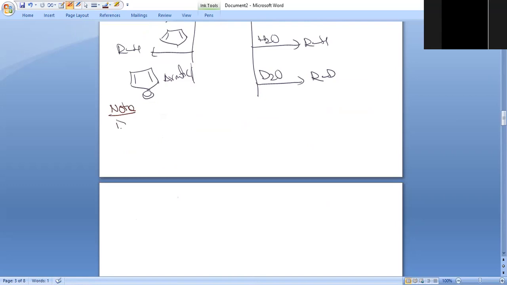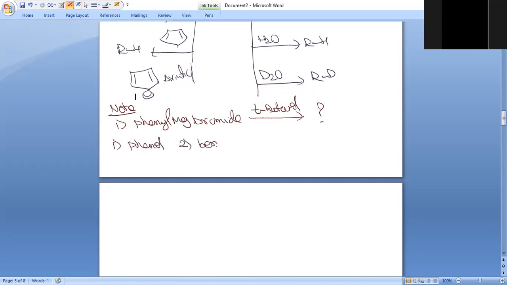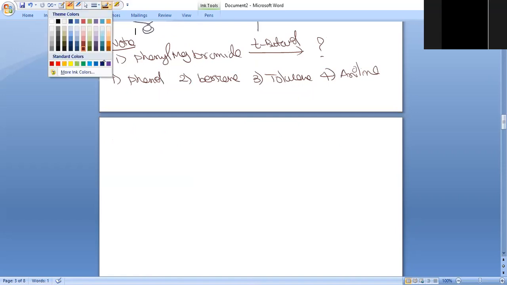You have phenyl magnesium bromide. You're treating with tertiary butanol. So what will you get? Okay, the options are: first phenol, second benzene, third toluene, and fourth anything you can take, aniline, like that. So this type of question, how can you handle it?